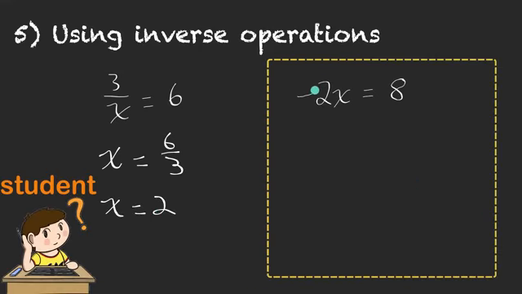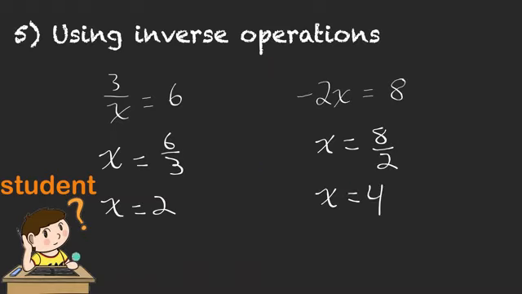Oh, this equation over here, negative 2 times x equals 8. The opposite of multiplying by negative 2, well, the opposite of negative 2 would be positive 2, and the opposite of multiplying is dividing. So I would divide by positive 2. So I get x equals 8 over 2, x equals 4. There we go, both of those done.